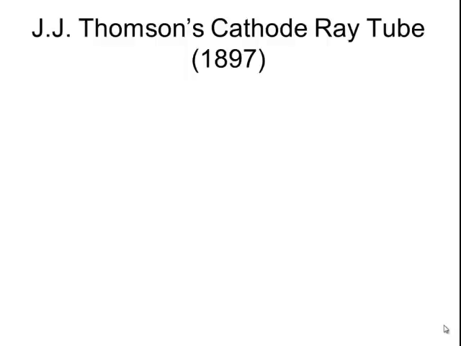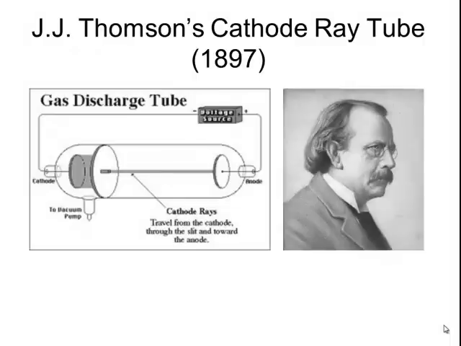Remember, in the previous screencast, we talked about Dalton's atomic theory. And Dalton's atomic theory was first proposed in 1808. That theory remained very well established for about 90 years. And in 1897, J.J. Thomson began experimenting with cathode ray tubes.